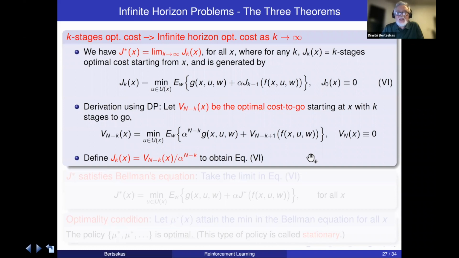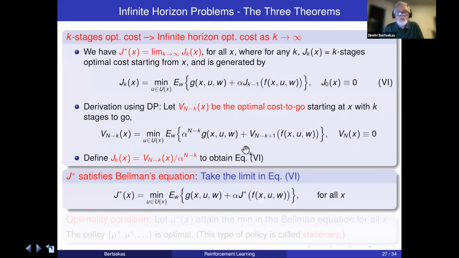So this is the formula for generating this k stages cost. It's really the dynamic programming algorithm. Now, this leads to an algorithm which we're going to discuss in the next slide. It's called value iteration. There's another important result here.